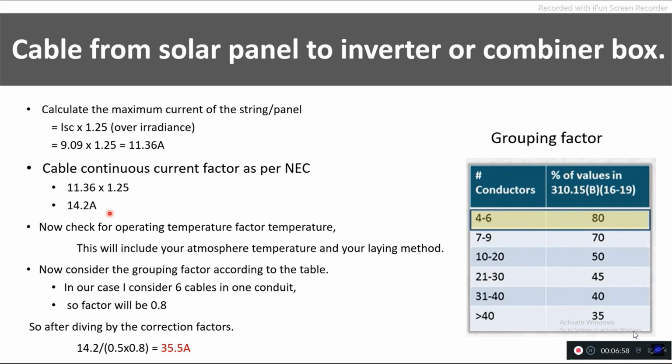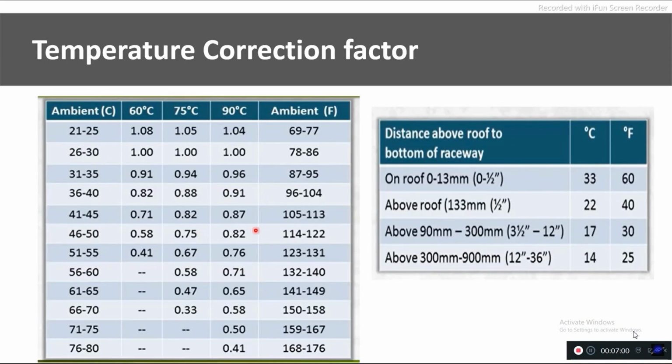So there will be no clearance between the conduit and the roof. We'll refer to this chart. If you place the conduit directly on top of the roof, then the temperature rise will be 30 degrees Celsius. So simply, you need to add this 30 degrees Celsius to the 40 degrees Celsius of the atmospheric temperature. Then it goes to 73 degrees Celsius. You can see here that the temperature factor becomes 0.5.